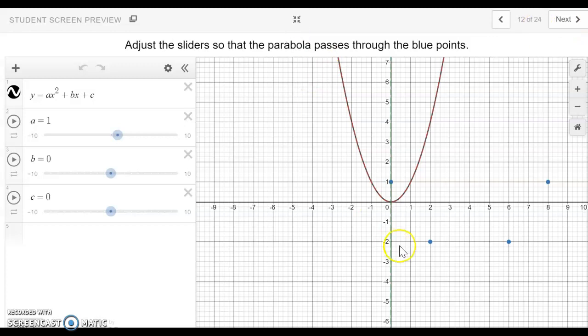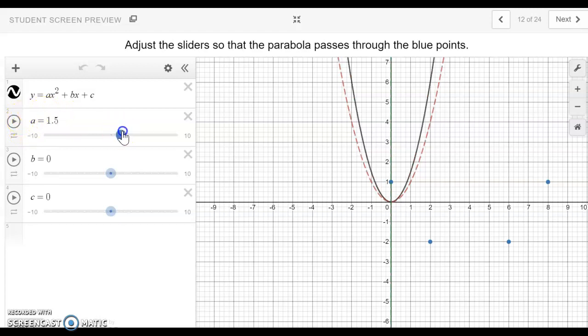All right, here's number 12. Again, I have some blue dots here. They're quite wide. But I do know that the blue dots should be a reflection of themselves. It also looks like maybe my shape is going in this direction. So I know it needs to be concave up, which means I need a positive A.